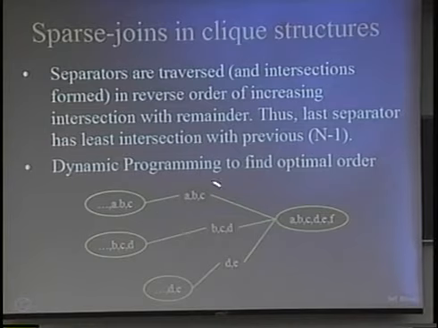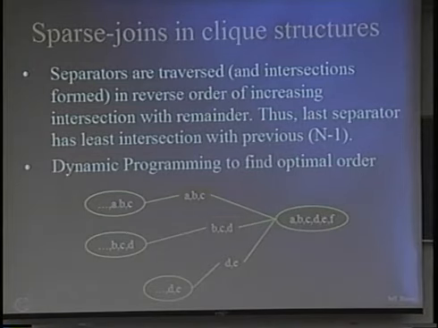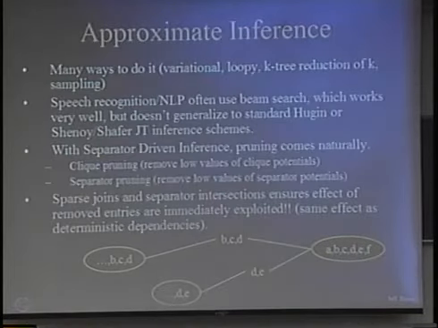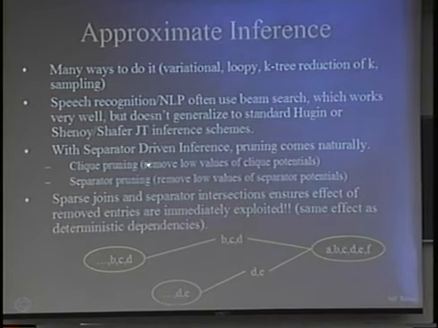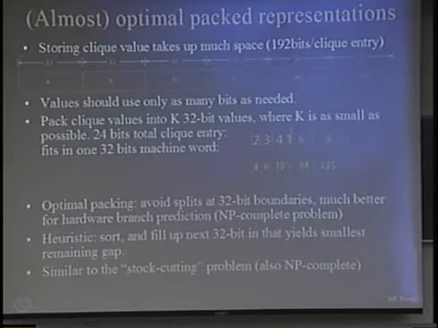There's a number of issues of how do you choose the order of the separators. And so what we're doing is using a dynamic programming algorithm to find the optimal order. That's done offline before inference is done. The other nice thing about this is that it allows for approximate inference to be performed using something that can essentially be seen as a generalization of what people use in speech recognition in terms of beam pruning. And so that works quite well.